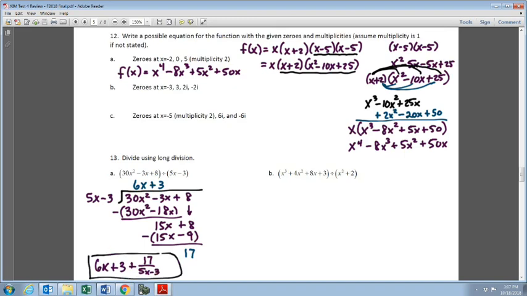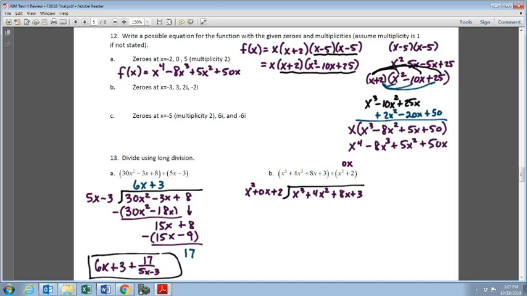Alright, on letter B, notice we're dividing by a quadratic function, or expression, x squared plus 2. So notice we need to put a 0x in the middle there. We don't have an x term. We need a placeholder for it. So let's go ahead and set it up just like we did on the last one. Just don't forget about that 0x.